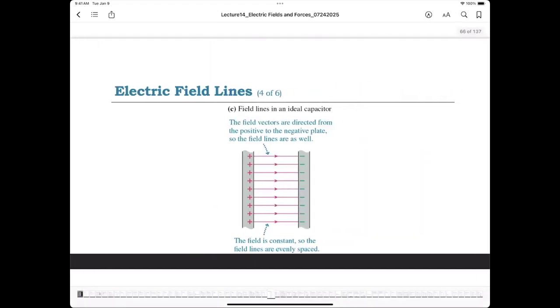Okay. This is the electrical field line in an ideal capacitor. The field vectors are directed from the positive to the negative plate, so the field lines as well. You can see there is no place that is closed and some place that is loose, which means it is uniform. The field is constant, so the field lines are evenly spaced.